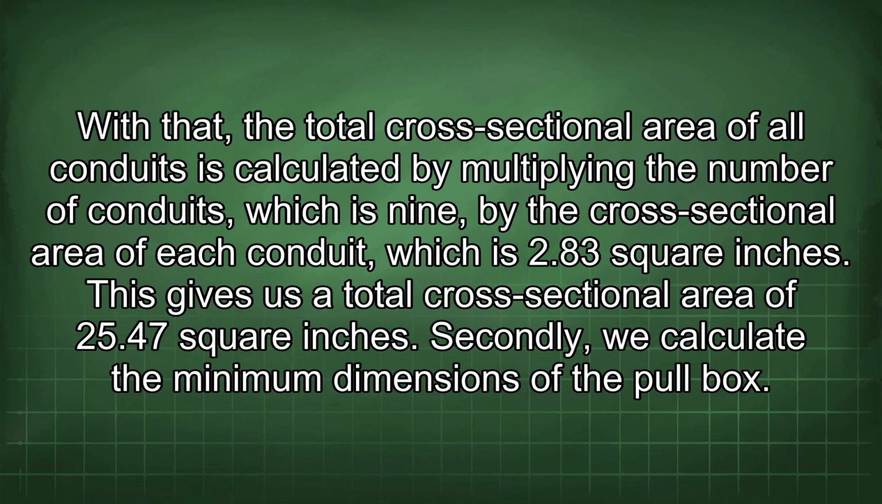With that, the total cross-sectional area of all conduits is calculated by multiplying the number of conduits, which is 9, by the cross-sectional area of each conduit, which is 2.83 square inches. This gives us a total cross-sectional area of 25.47 square inches. Secondly, we calculate the minimum dimensions of the pull box.